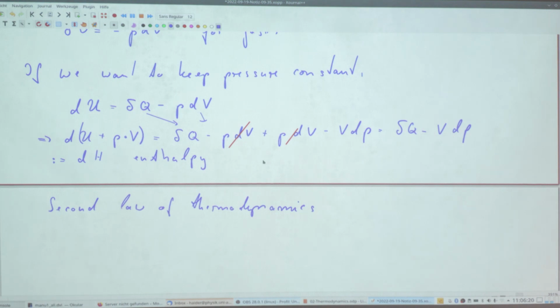Did I make a mistake here? Yeah, I'm wondering why there is a minus sign in front of VdP. Must be this way, plus. You're right. I just want to get rid of the minus PdV here. So of course, I have to take a plus here, and that's a plus here as well.